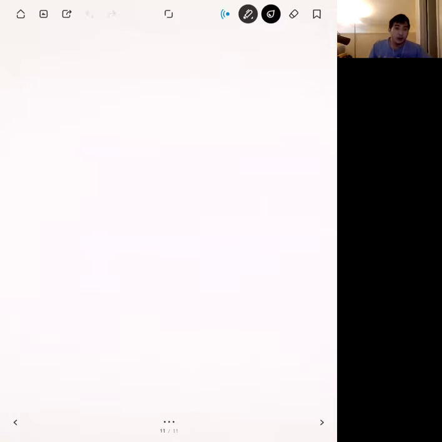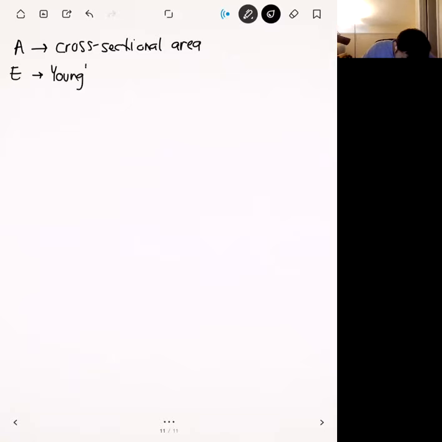All right, so all of the quantities that we saw in that element stiffness matrix were the following. We have A, and A here is the cross-sectional area of the element. E here is the Young's modulus. L is the length of the element. And so basically those are all the material properties and geometric properties of the element.